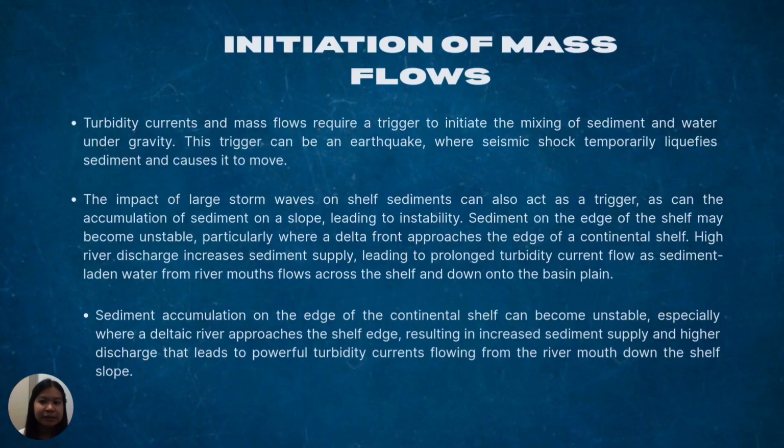This often occurs near delta fronts where high river discharge supplies abundant sediment, generating dense, fast-moving currents that transport sediment from the river mouth across the shelf and down into the deeper basins.